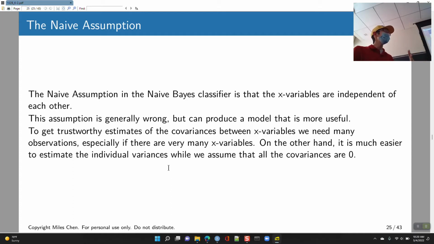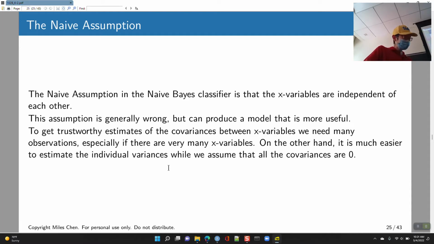So why would we intentionally make bad assumptions, right? I know in real life, x1 and x2 probably have some kind of covariance. x2 and x3 probably have some kind of covariance. And x1 and x3 probably have some kind of covariance. Maybe they're not strong, but to assume that they're zero, that's probably a bad assumption. So why would I intentionally use the naive assumption or the naive Bayes classifier?